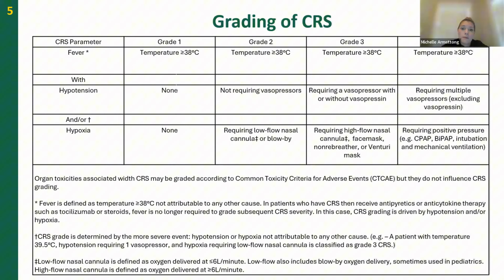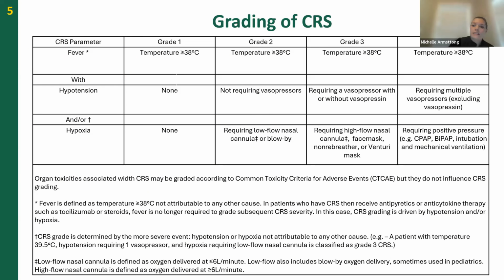Grade 2 is going to be temperature greater than or equal to 38 degrees Celsius, and then either a low systolic blood pressure or a drop in oxygen. Now, this cannot be as severe to require pressors, and it can only be limited to a drop in oxygen that would be resolved with just low flow nasal cannula. So a binasal cannula between 2 to 6 liters.